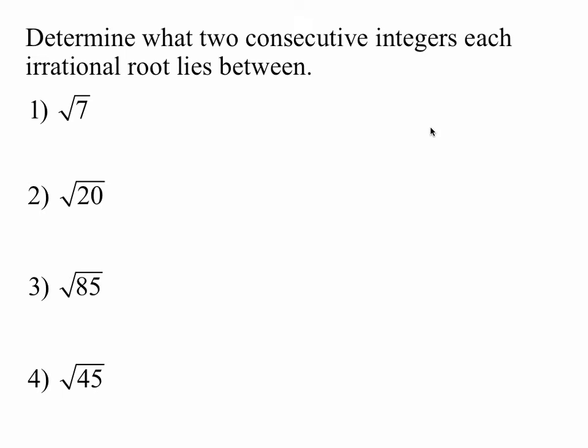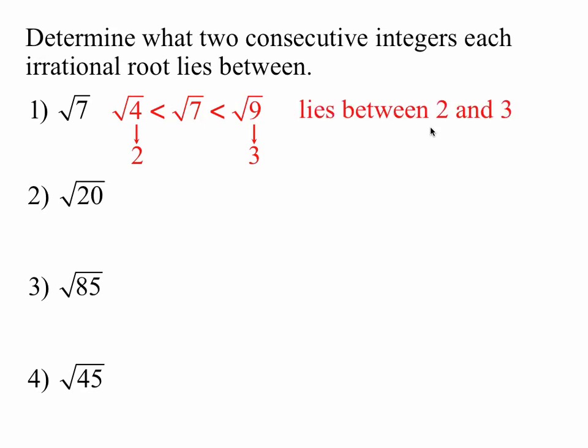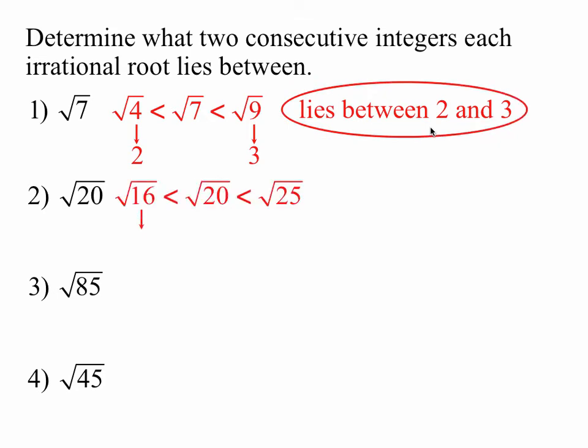Now, here they're just asking for you to determine what two consecutive integers the root lies between. So square root of 7 falls between the square root of 4 and the square root of 9. That means it lies between the integers of 2, which is the root of 4, and 3. Square root of 20 now falls between the perfect squares of 16 and 25. Square root of 16 is 4, and the square root of 25 is 5. So the square root of 20 is somewhere between 4 and 5.